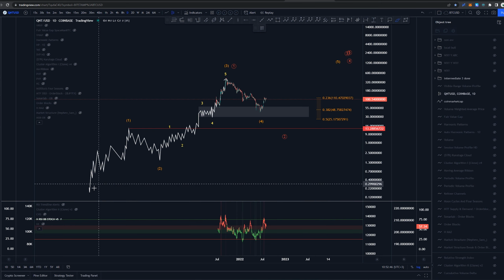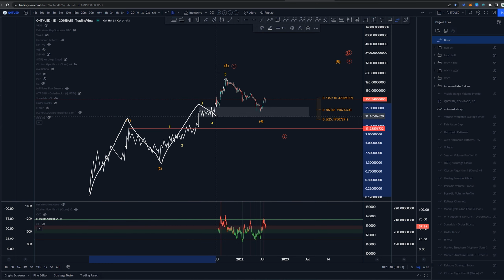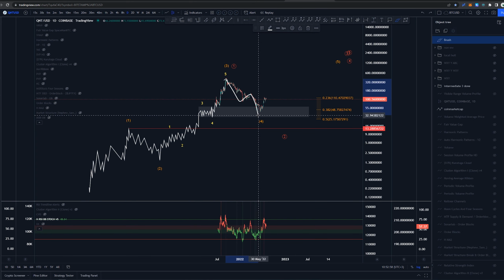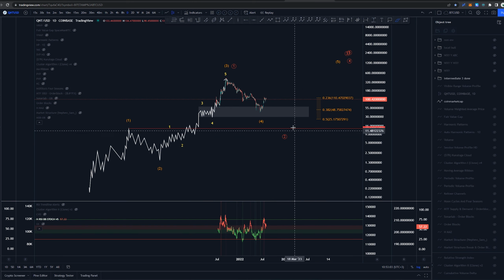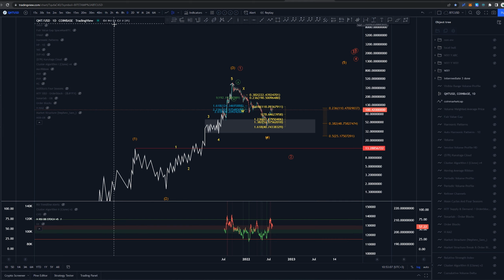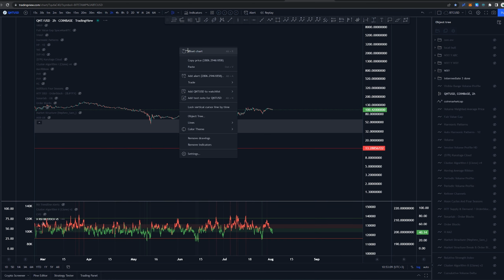That's one scenario. The other scenario is that we have 1, 2, 3, 4, and 5 like so, and this would be bringing us to wave 1 at the top. Then we would have either this as a wave 2, or wave 2 would be a bit larger, having some kind of correction completing a bit later on. So those are the higher time frame structures in mind.